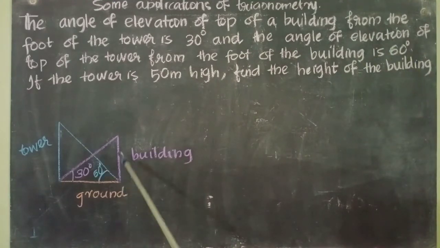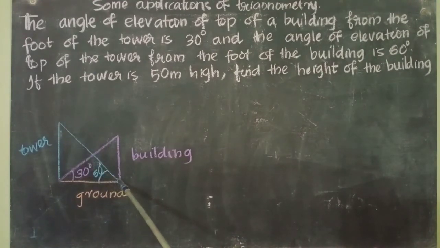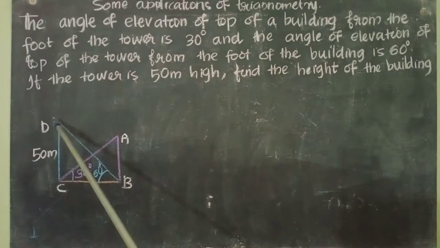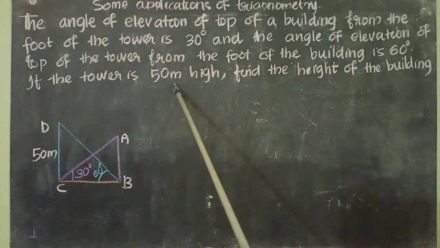So there is a building and a tower. Looking to the top of the building from the foot of the tower at an angle of elevation of 30 degrees, and looking to the top of the tower from the foot of the building at an angle of elevation of 60 degrees. Now let us give names to the points. So I gave names A, B, C, D. This is our tower. The tower has a height of 50 meters.